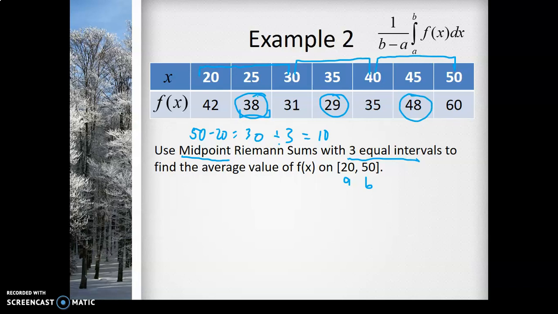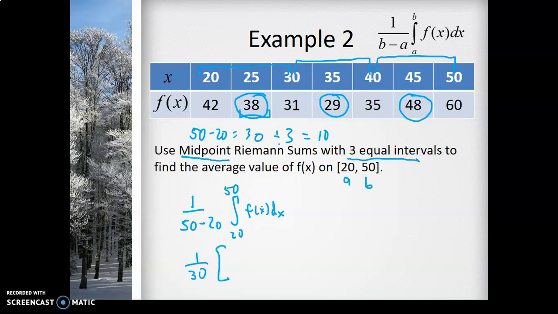All right, so let's set up the formula. 1 over 50 minus 20 times the integral from 20 to 50 of f of x dx. Now, since I don't have an equation, I can't find the exact value for the integral from 20 to 50 of f of x dx. So I'm going to use the method that they tell me. So in this case, a midpoint Riemann sum to figure out the value of this integral. So 1 over 50 minus 20 would be 1 over 30.